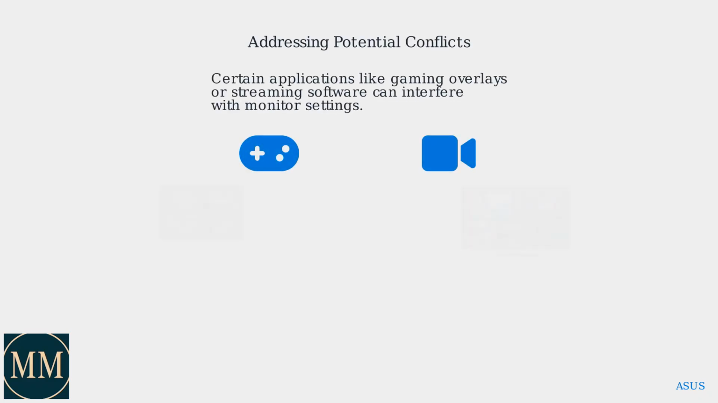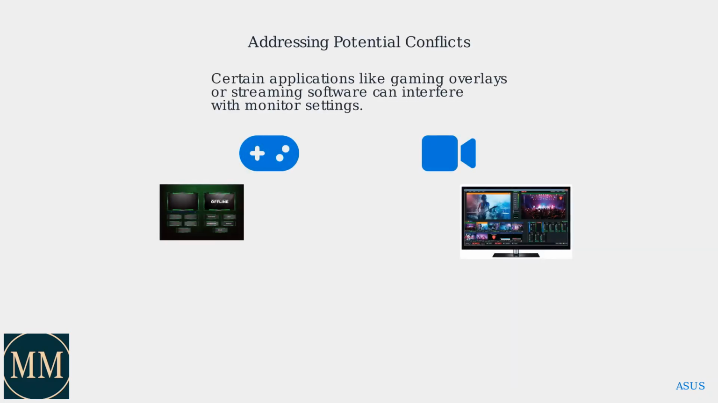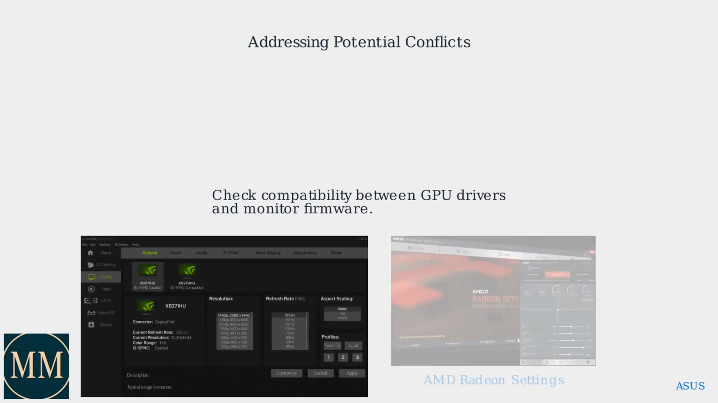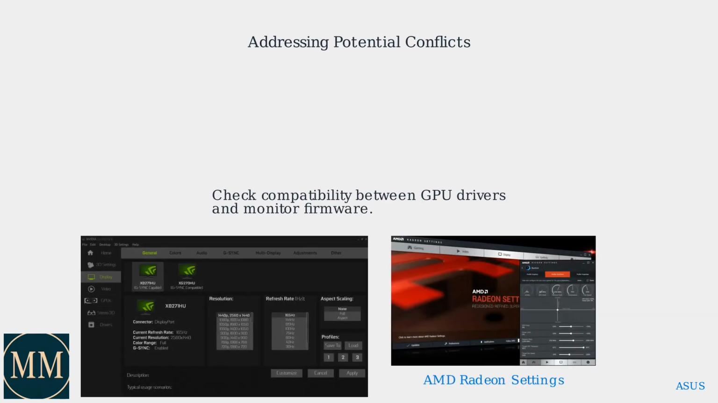Certain applications, such as gaming overlays or streaming software, can interfere with monitor settings. Try closing any unnecessary applications running in the background to see if this resolves the issue. Check for compatibility issues between your GPU drivers, such as NVIDIA or AMD, and the monitor's firmware.